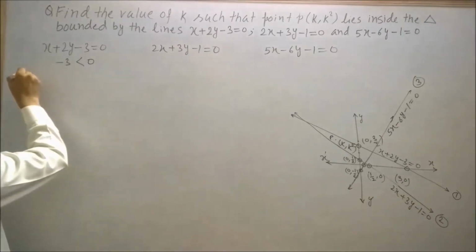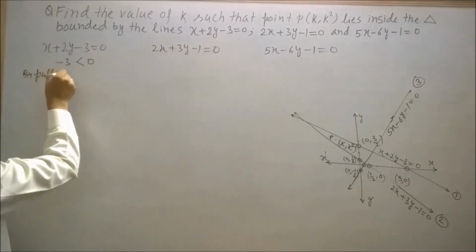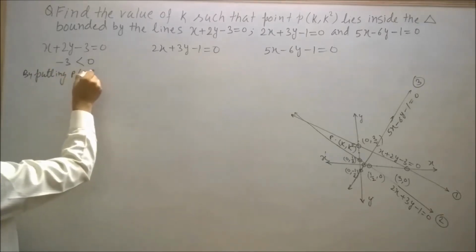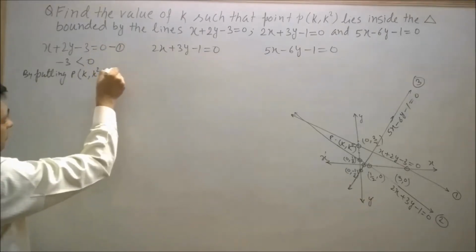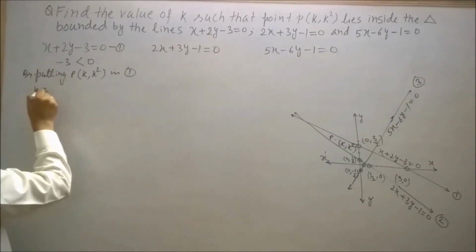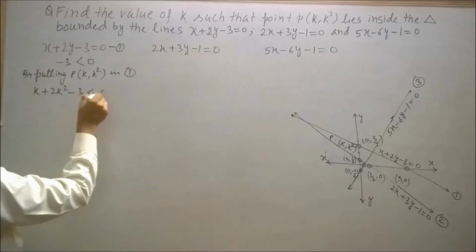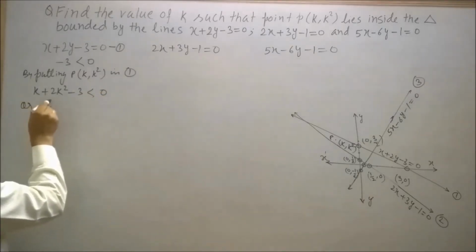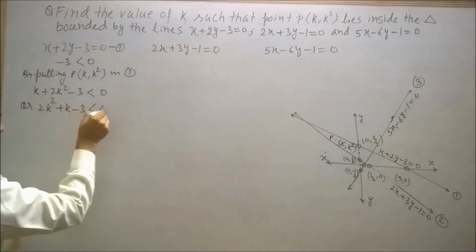So by putting point P k comma k square in first equation, then k plus 2k square minus 3 is less than 0, or we can say 2k square plus k minus 3 is less than 0.